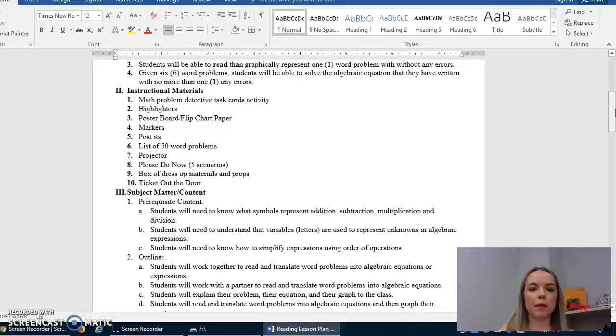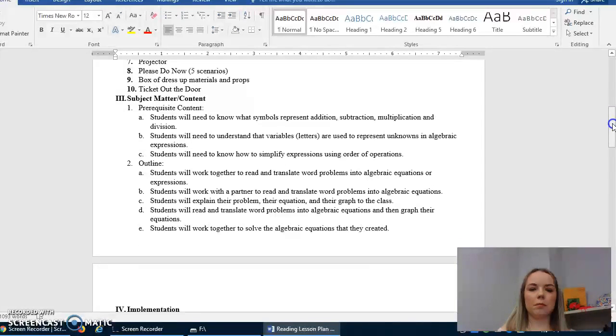For my lesson, I will need some materials. One would be a math problem detective task card activity. They're just a bunch of task cards with word problems on them that I can place around the room or in groups, so it's easily differentiable. Highlighters, so students can highlight keywords in word problems. Poster board and flip chart paper if you have it. Markers, post-its, a list of 50 word problems, the projector, a Do Now which is going to include 5 scenarios, a box of dress-up materials and props, and of course the ticket out the door.